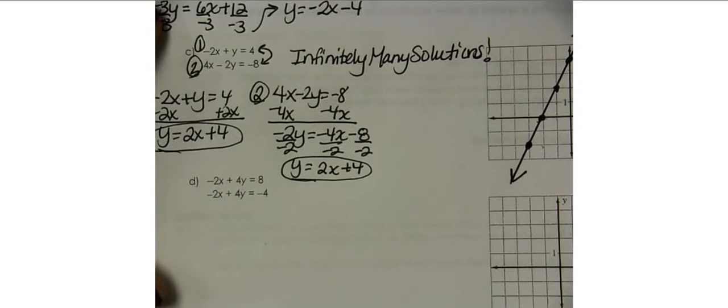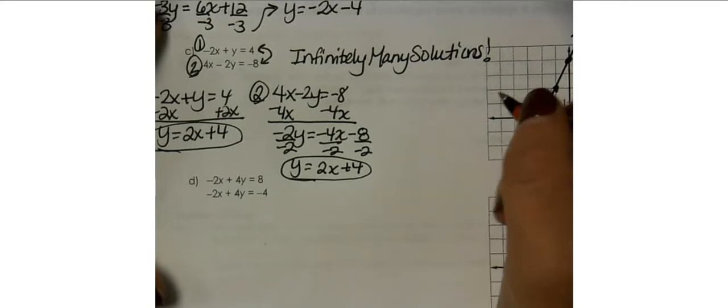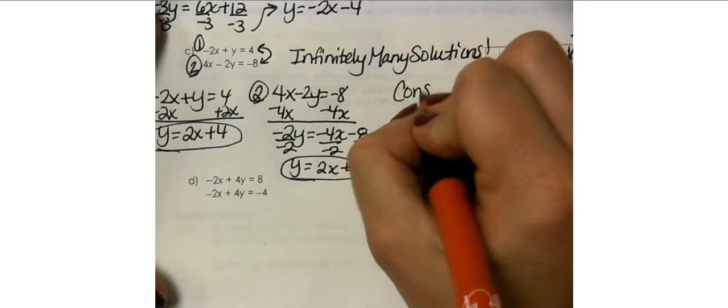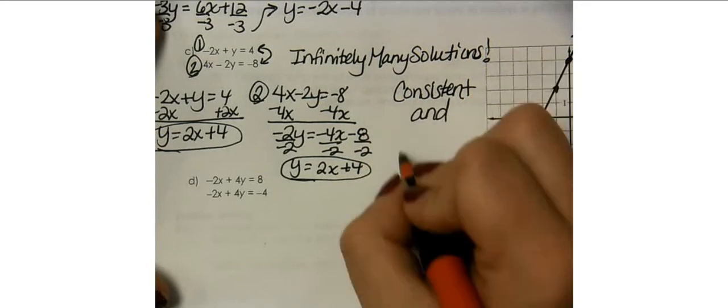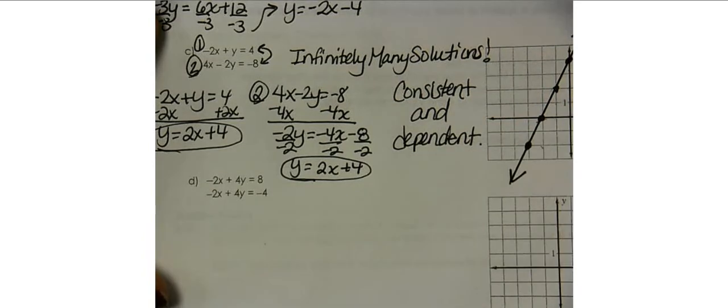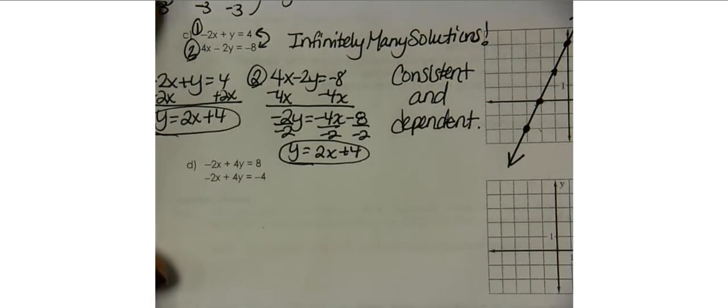So, with that being said, this is called consistent and dependent. Okay, let's go ahead and look at letter D.